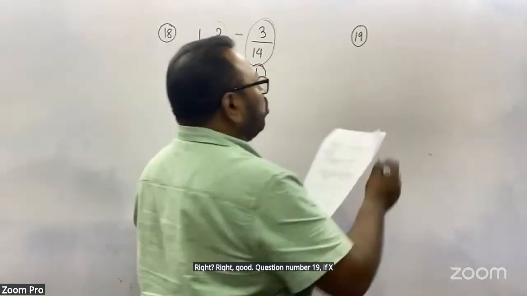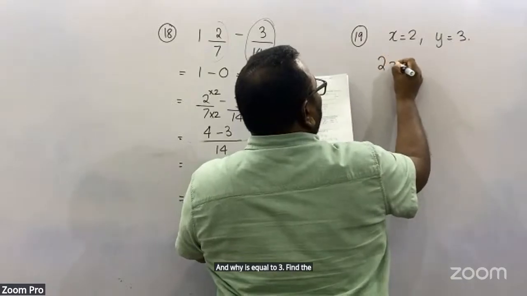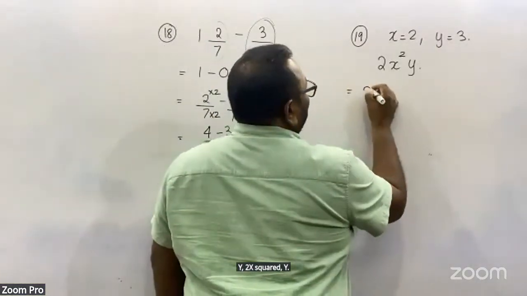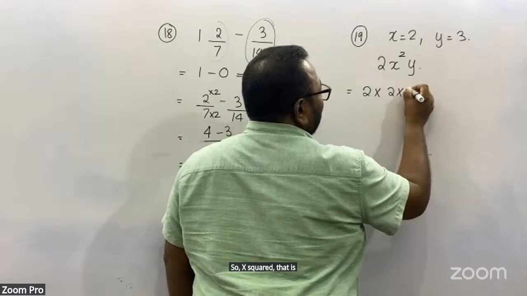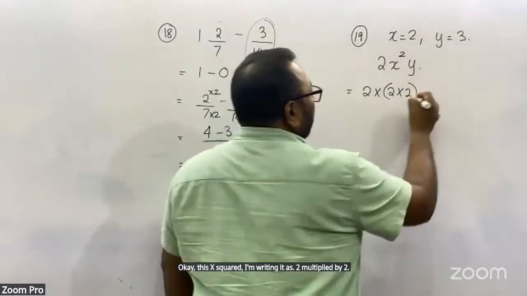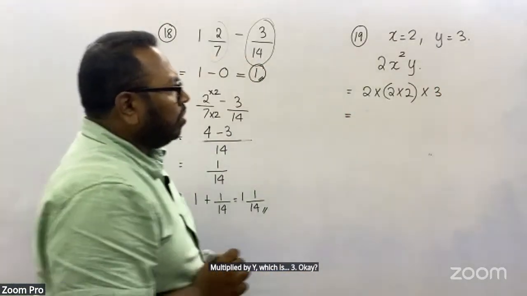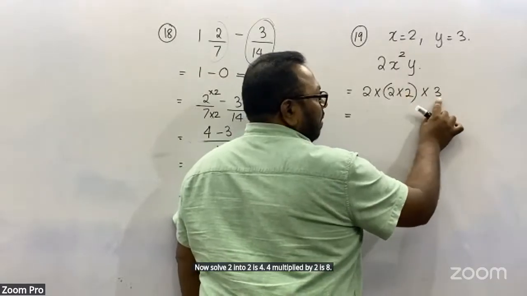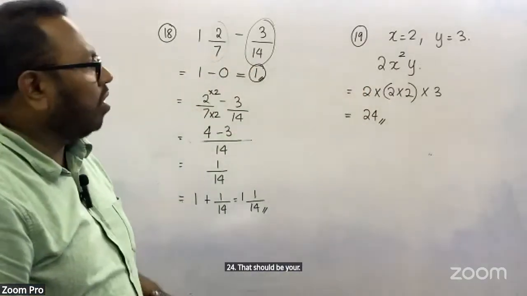Question number 19. If x is equal to 2 and y is equal to 3, find the value of 2x squared y. So 2 into x squared, that is 2 multiplied by 2. Okay, this x squared, I'm writing it as 2 multiplied by 2, multiplied by y, which is 3. Now solve. 2 into 2 is 4. 4 multiplied by 2 is 8. 8 multiplied by 3 is 24. That should be your answer for question number 19.